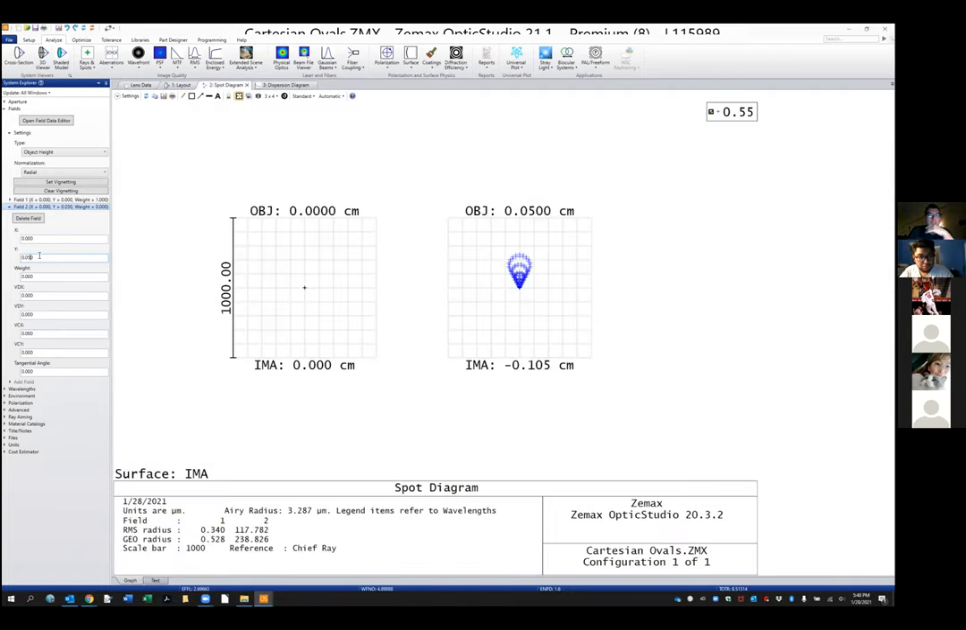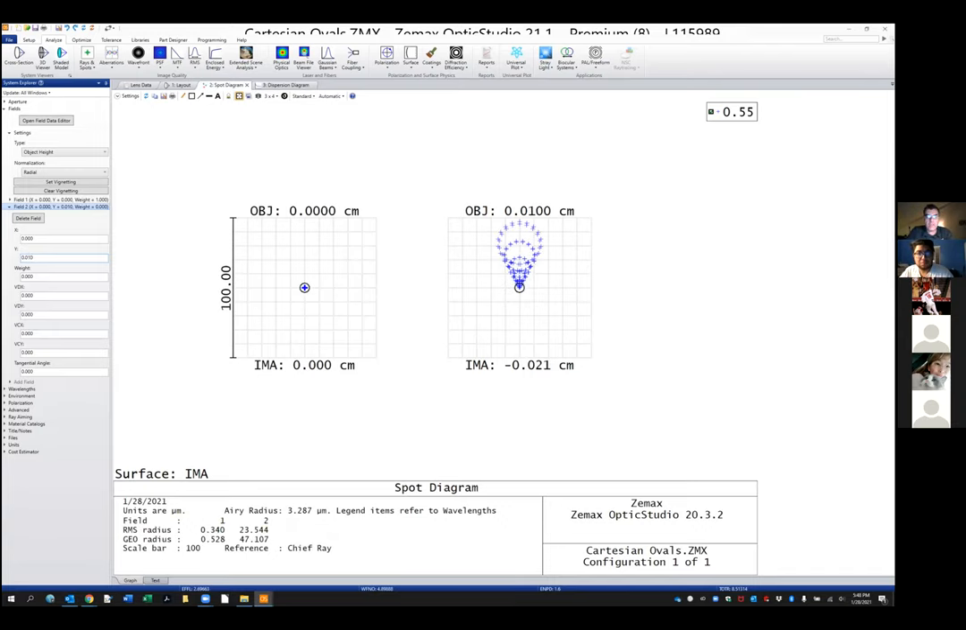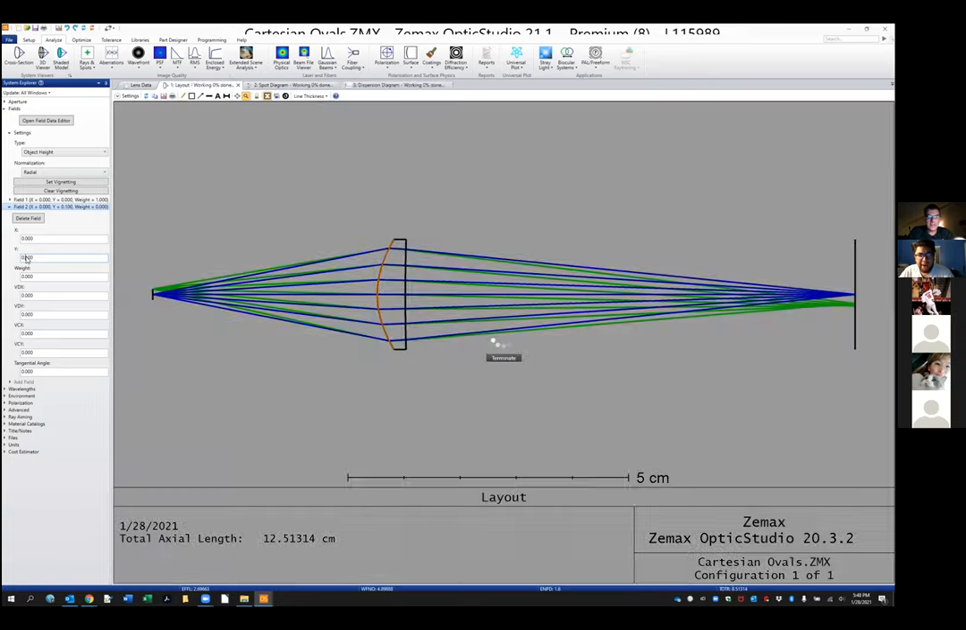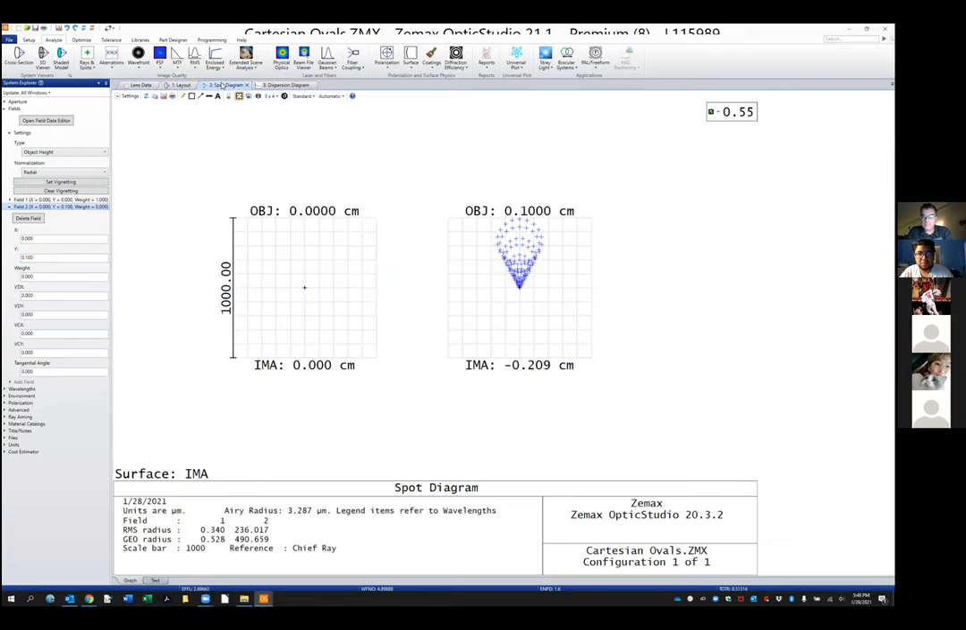Try going smaller still. And as you go smaller still, the spot size gets smaller. All right. What you should take away from that is that the performance depends on how far off axis you are. This is an elaboration on my answer earlier. Is there a figure of merit?